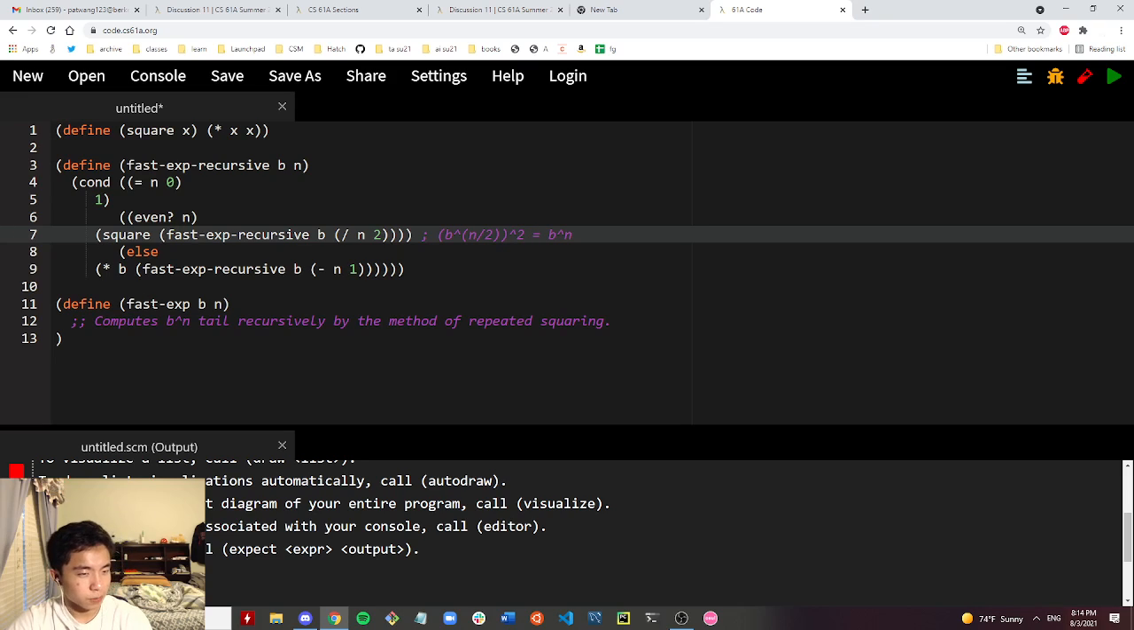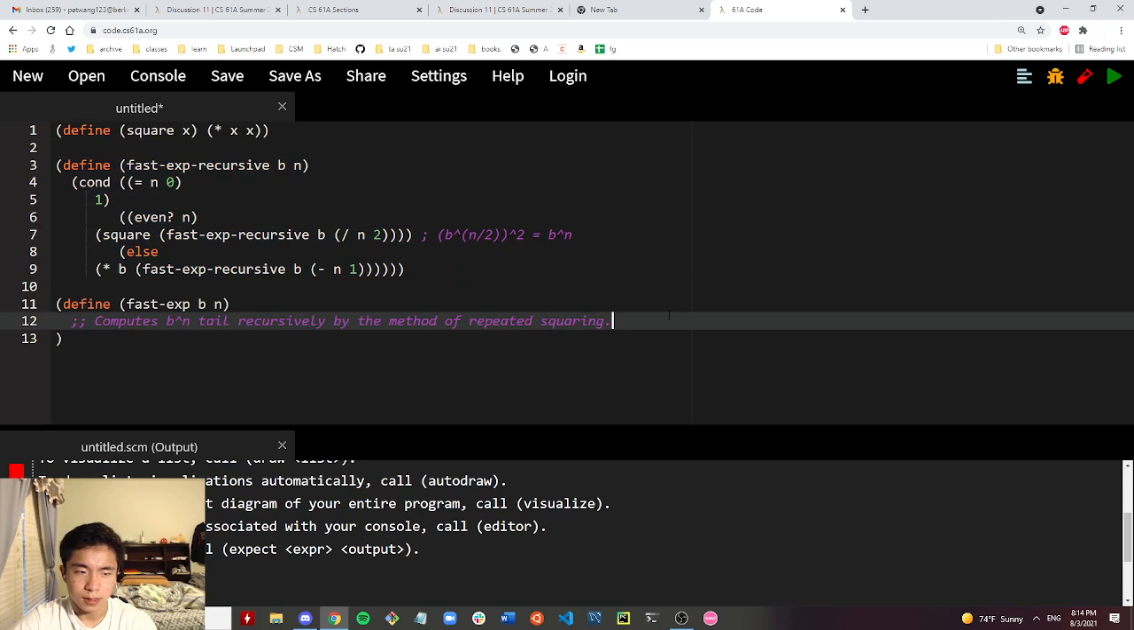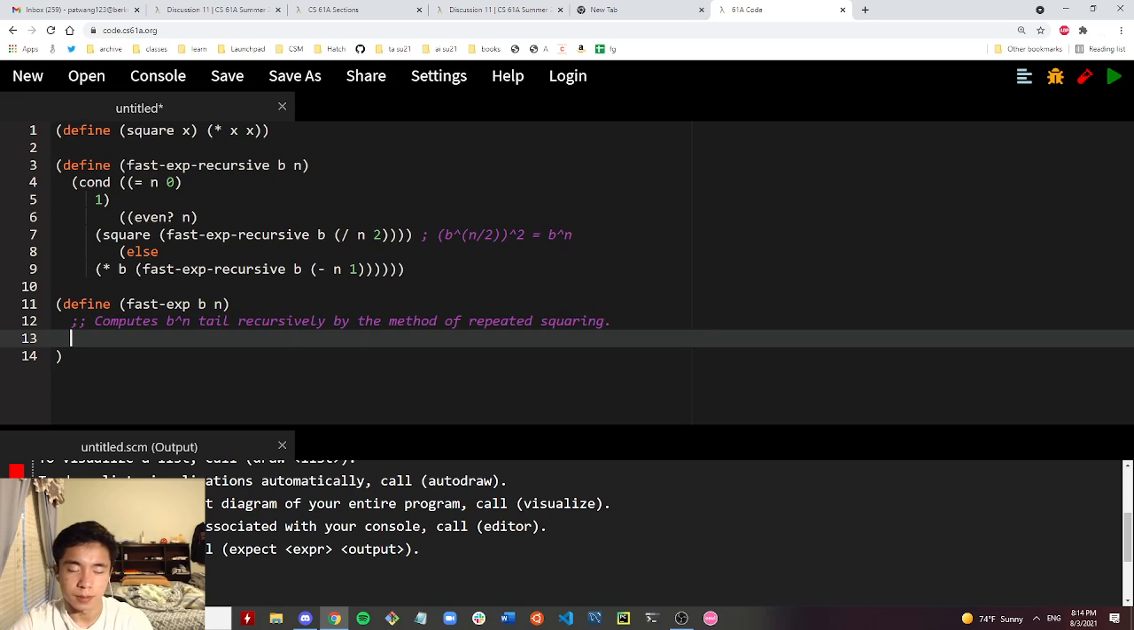But the thing about tail recursion is that we can't make this work this way, because we have to square. We're going to do something with the Fast-exp recursive call after that. We can't do that because that's not tail recursive. We're only allowed to have this recursive call. And so keeping that in mind, let's dive into the fast exponential problem.